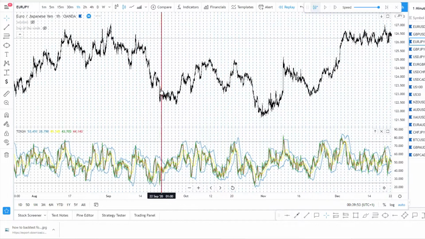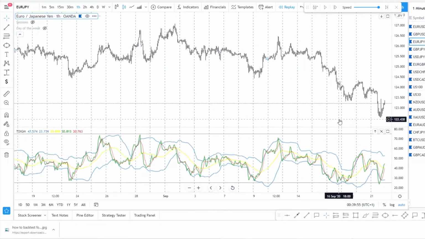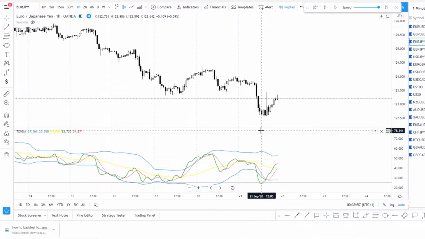So let's backtest this strategy. Well, unfortunately I missed this, but as you can see, this is exactly what you are looking for. The green line crossed below the blue line, and it was in 24-25. So this was very good.